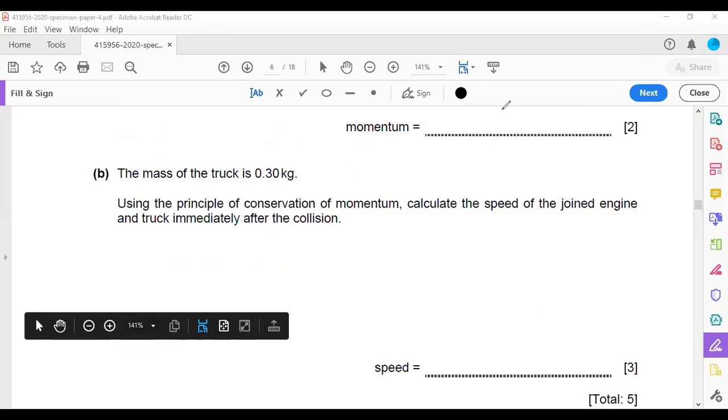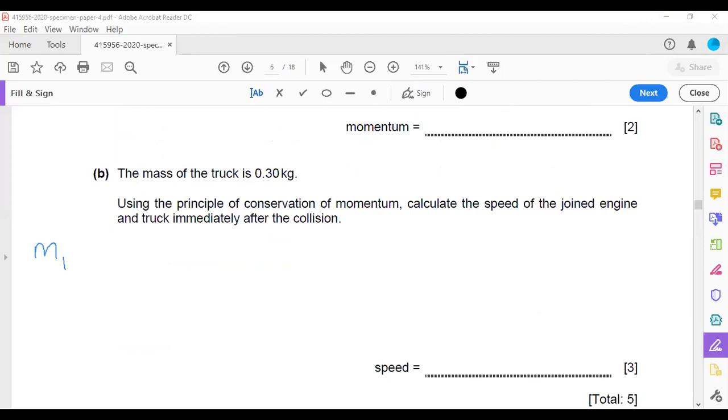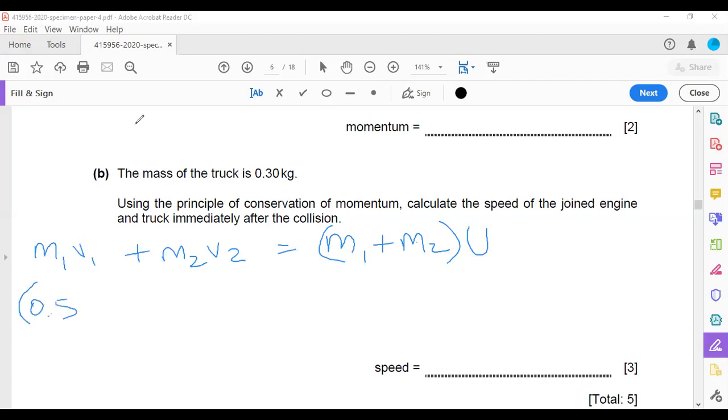So the formula you're going to use is M1 V1 plus M2 V2 equals M1 plus M2, and they stick together, so we label that as U. M1 V1 was the momentum of the first vehicle, which would have been 0.5 multiplied by 0.32, and we would have known that to be a value.